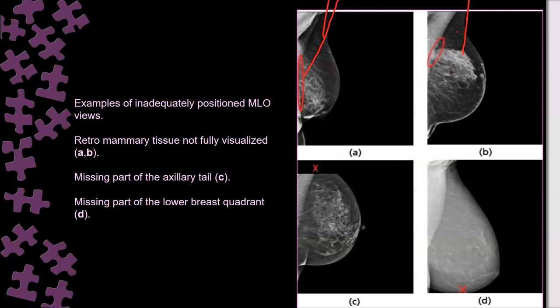Okay, and what about this? Here again, I could not see the retromammary fat. Here you can see the parenchyma going into the pectoralis. I'm not sure also about the retromammary tissue. Here I could see the retromammary fat, but part of the breast is missing superiorly. There is missing of the superior part, and here the inferior part is missing too.